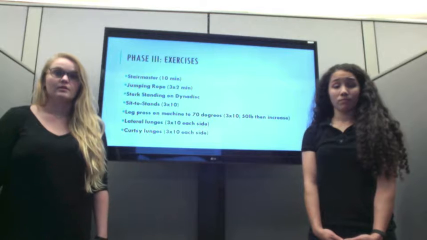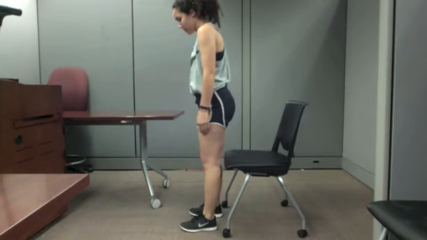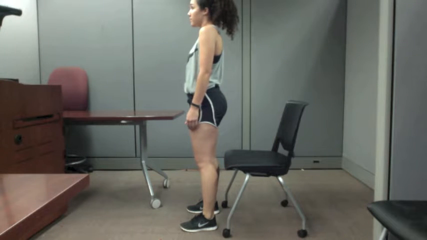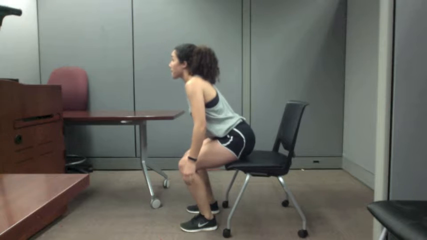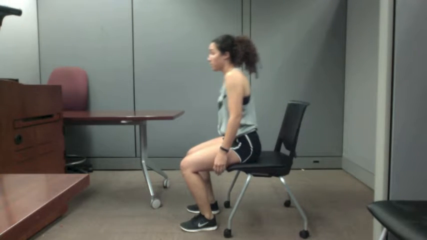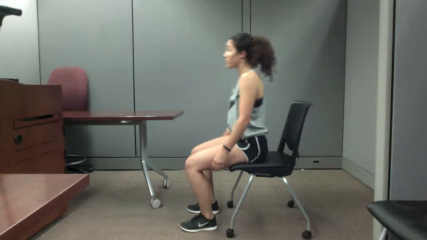Sit to stands are performed standing with your feet shoulder width apart and keeping your weight in your heels as you sit down in the chair. As you rise, keep your chest up, extend your knees, and bring your bottom forward.